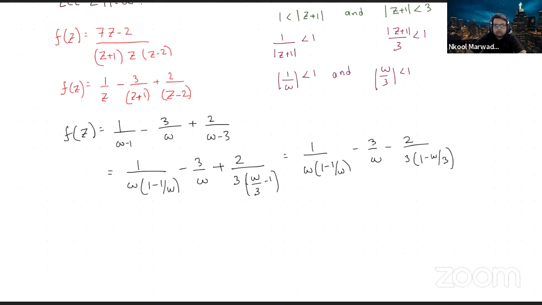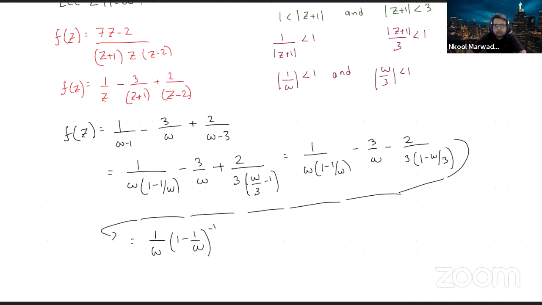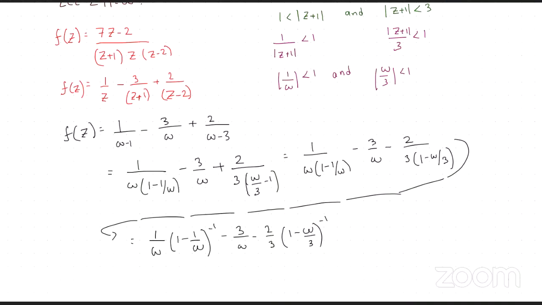Now, just after this: 1 by omega, 1 minus 1 by omega to the power of minus 1, minus 3 by omega, minus 2 by 3, 1 minus omega by 3 to the power of minus 1, isn't it? Yes.